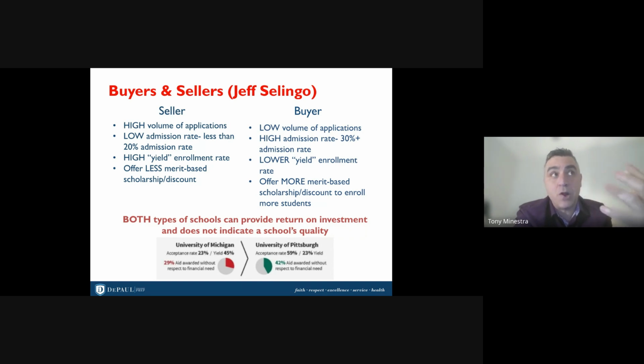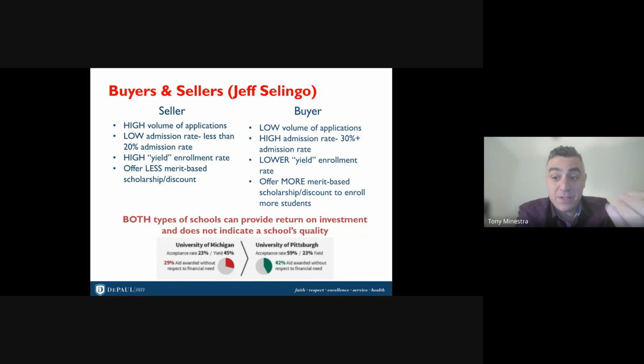Think of it in the market as like a Nike store, right? Nike doesn't need to discount anything because there's a line out the door when the new Jordans drop every year, right? So Nike is a seller, right? They don't need to attract more customers. They have plenty of people lined up outside on Michigan Avenue. So think of that as a seller, right? Typically, sellers have what's called a high yield enrollment rate. So the students that they're admitting have a much higher likelihood of actually attending.